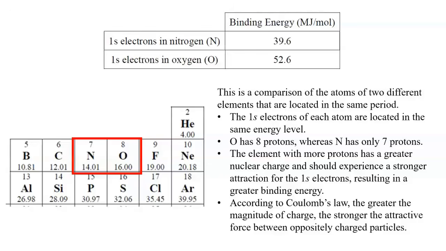Well, in the nucleus, nitrogen has 7 protons, whereas in the nucleus of oxygen, there are 8 protons. The element with more protons has a greater nuclear charge and should experience a stronger attraction for these 1s electrons. That's why the binding energy for the 1s electrons in oxygen is greater than the binding energy of the 1s electrons for nitrogen. So the stronger attractive force comes from the greater magnitude of charge, again, the charge of the nucleus.